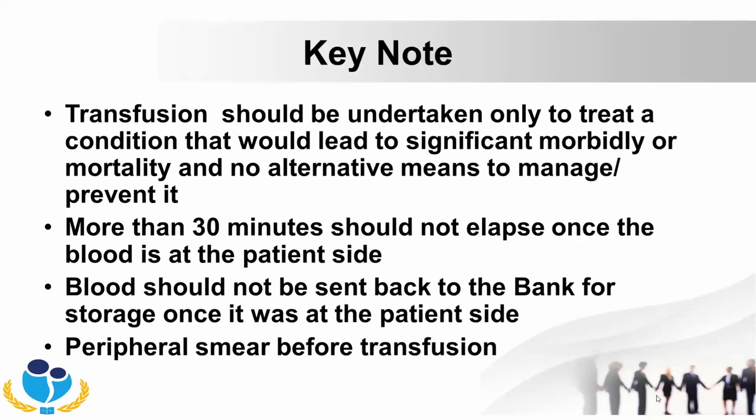Good to know the keynotes which were listed by WHO, World Health Organization. Number 1 is transfusion should be undertaken only to treat conditions that would lead to significant morbidity or mortality, and no alternative means to manage or prevent it. That means a widely used approach is the conservative approach to transfusion. You will decide on transfusion if you don't have an alternative way to alleviate the symptoms or signs of the condition of the patient.